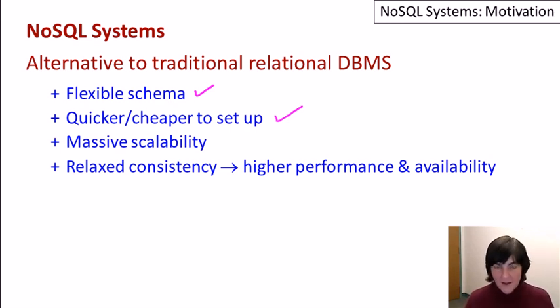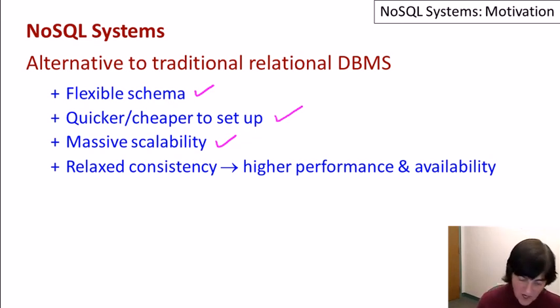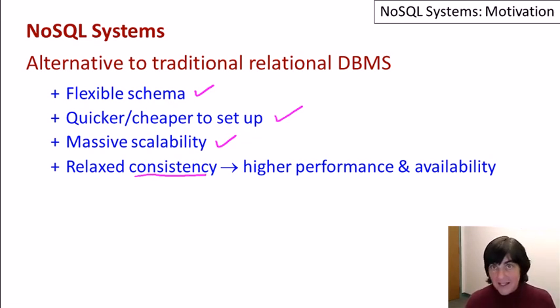Third, as I already motivated, they are designed for massive scalability, and that means massive both in the amount of data and also with the efficiency of the operations on that data. And lastly, they don't necessarily have transactional guarantees. In general, what they do is relax the consistency that's offered by the system and in turn gain higher performance and higher availability of the system. So these systems do tend to be used for applications that have strict requirements both in how fast they can do things and in being up all the time.